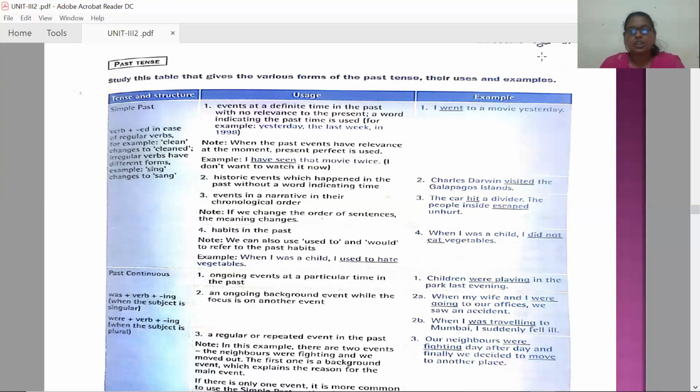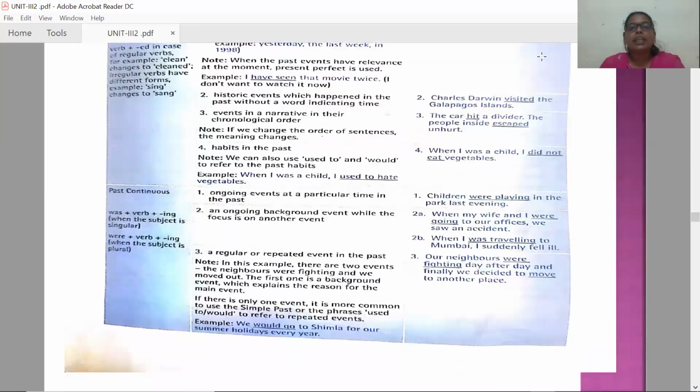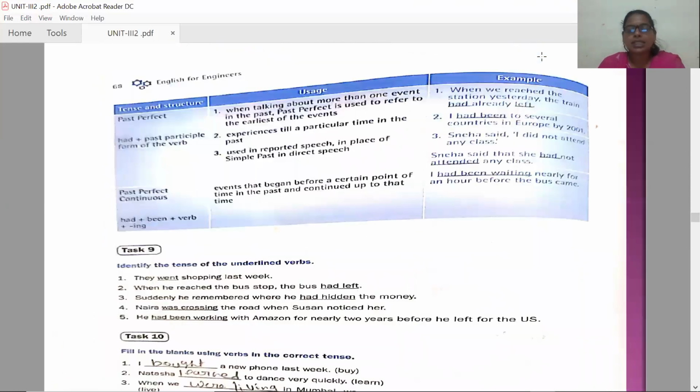And the third usage, a regular or repeated event in the past. Means very regular or repeated event in the past. Our neighbors were fighting day after day, and finally we decided to move to another place. This is again usage of this simple past continuous tense.